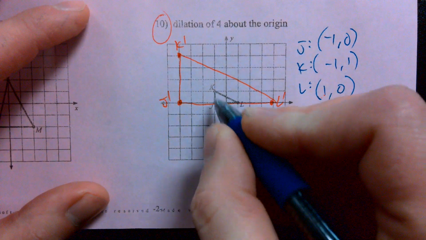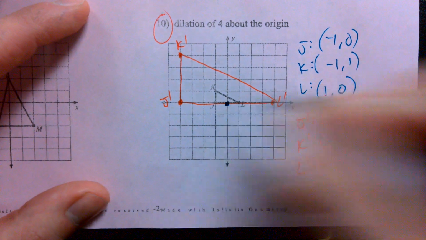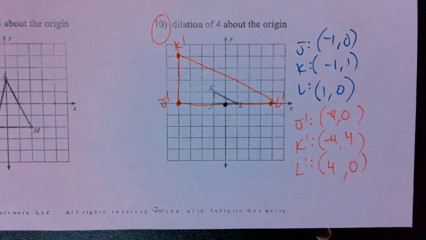So again, my pre-image intersects the origin. My image is also intersecting the origin, just like that. All right?